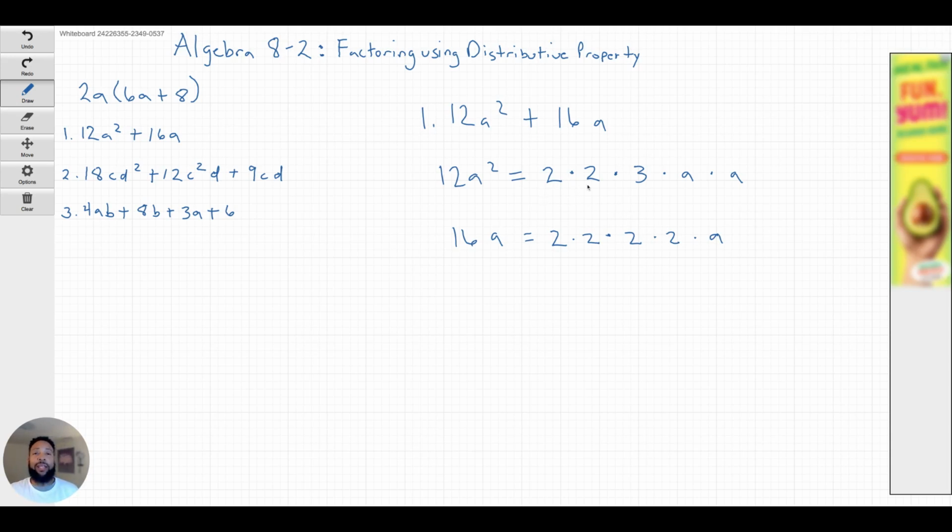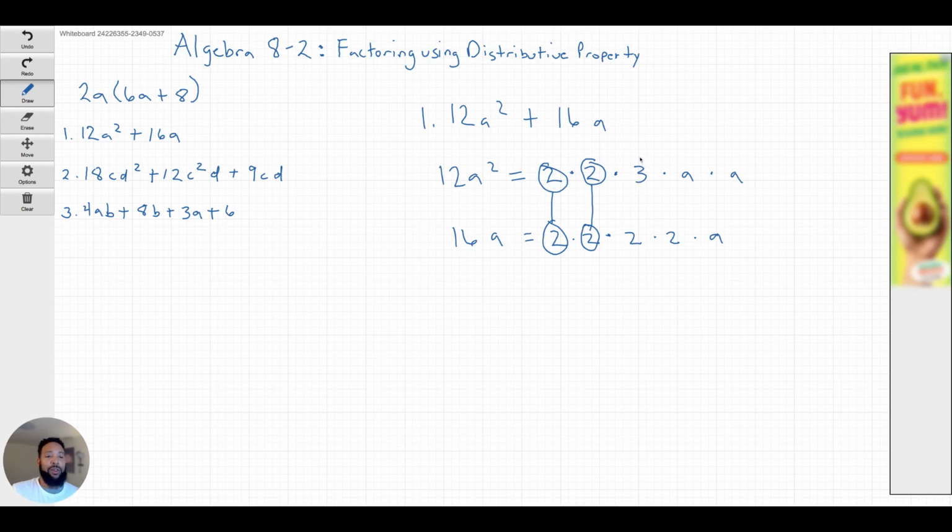So now we're going to look at what's in common. So we have a 2 here. We have a 2 here. Can we pull out another 2 for both? Yep, pull out another 2 for both. Can we pull out any more 2s for both? Nope, that's it. So we've got this pair of 2s, this pair of 2s.